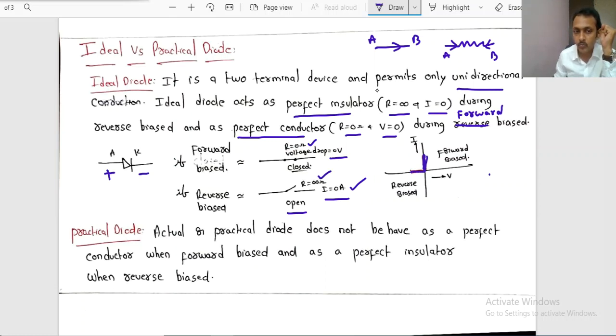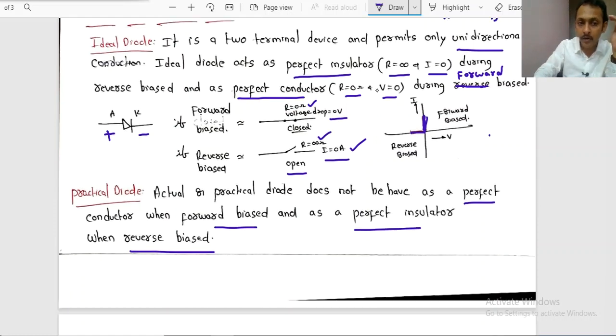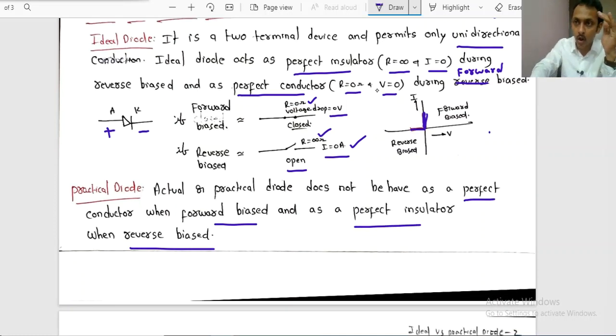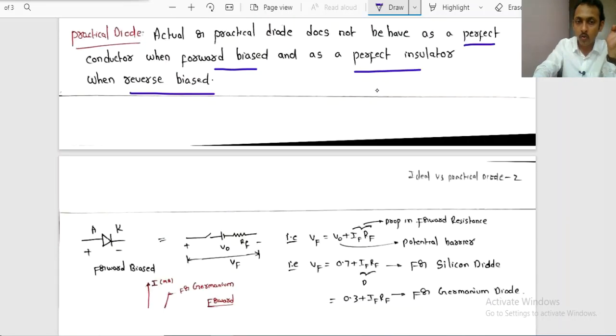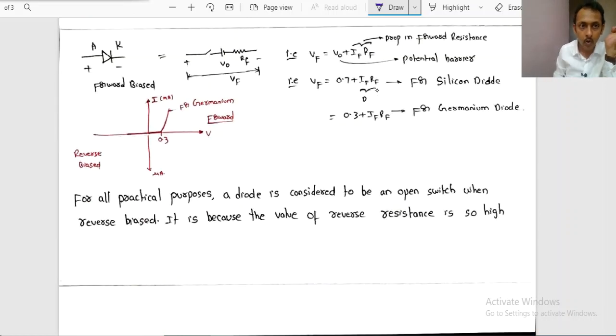x-axis. Now, with respect to the practical diode, the actual diode, it does not behave like a perfect conductor when it is forward biased, or like a perfect insulator when it is reverse biased. How do you understand that? It is not behaving like a perfect conductor. That means its resistance will not be perfectly zero when it is forward biased. So it can be represented like this if it is a practical diode.